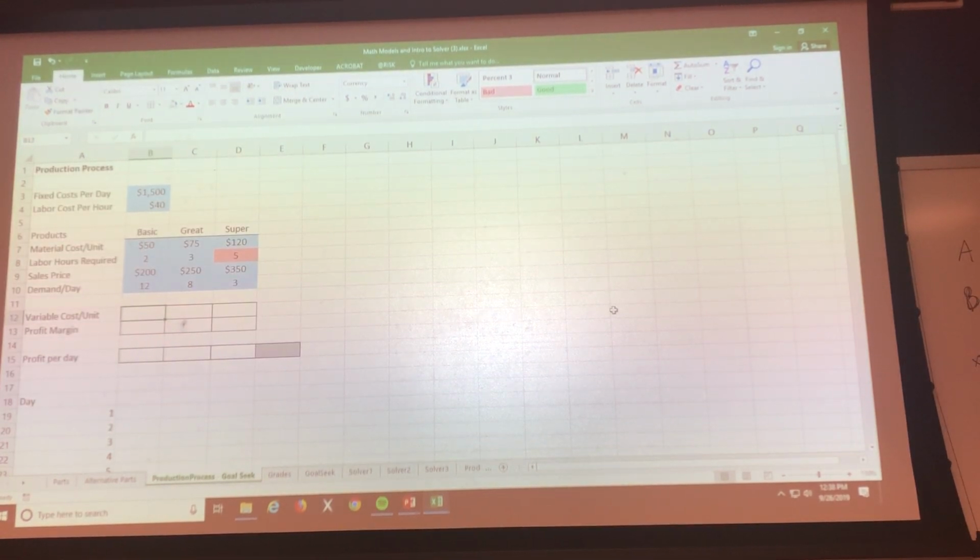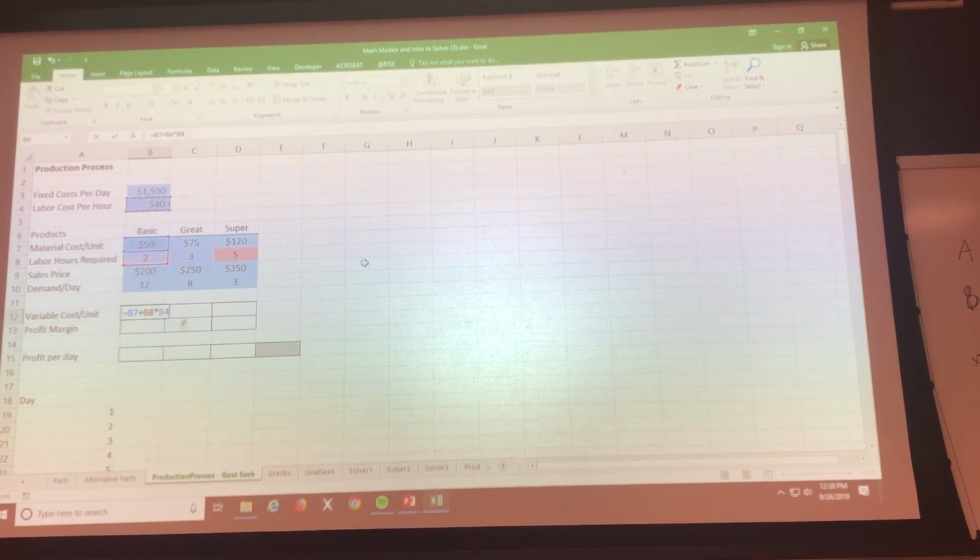What's the variable cost per unit? Now I'm gonna start going through this quicker so we can get to the end of this one. But the variable cost per unit in this case would be the materials in B7 plus the labor hours times the labor rate. Make sure that the labor rate is an absolute reference. So B7 plus B8 times an absolute reference to B4. Okay, so basically it's gonna be $50 plus another $80 in labor. Okay, it's gonna be $130.